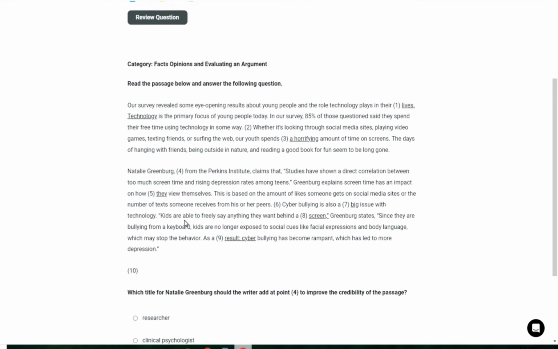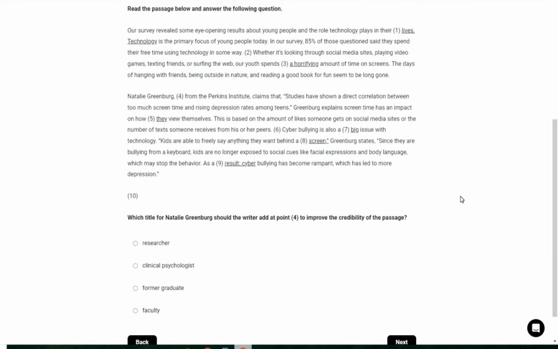End of quote. Okay, so our question here is regarding this fourth little bracket. And it's saying, which title for Natalie Greenberg should the writer add at point 4 to improve the credibility of this passage? All right, so go ahead and pick your best answer.